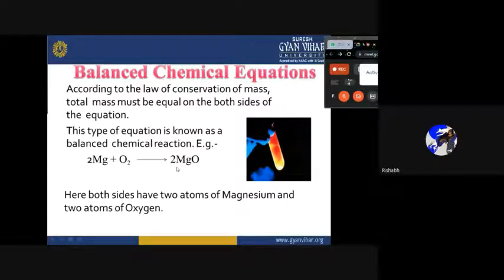In the product you see there is 2 moles of magnesium as well as 2 moles of oxygen, as was the case in the reactant side on the left hand side. On the left hand side you also got 2 moles of both magnesium atom and oxygen atom, and on the right hand side the number of moles is the same for each element, where both sides have 2 atoms of magnesium and 2 atoms of oxygen.